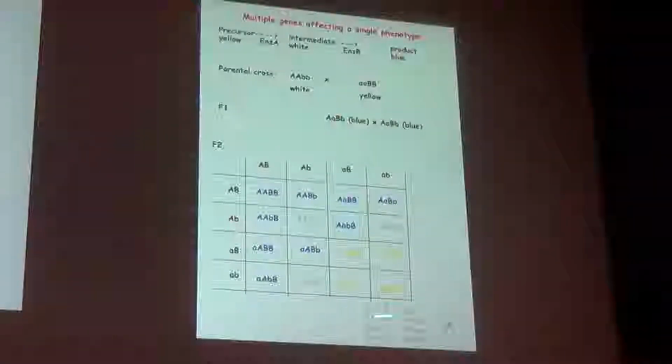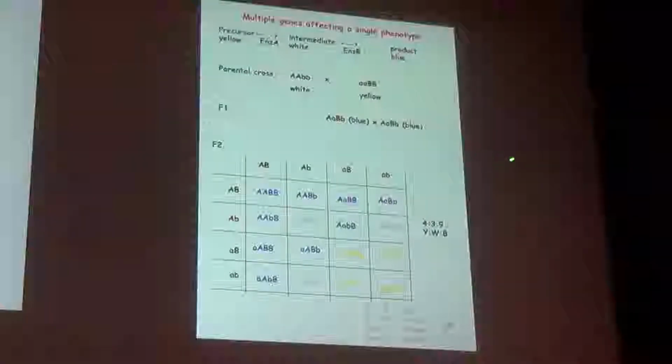So you get a ratio of 9 blues that are big A and big B, 3 whites that are big A, little b, and then you get 4 yellows. 3 of them are little a, big B, and 1 of them is little a, little b. But then all 4 of these will show up as being yellow.